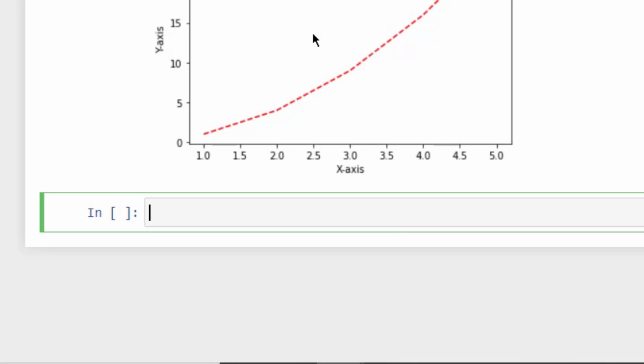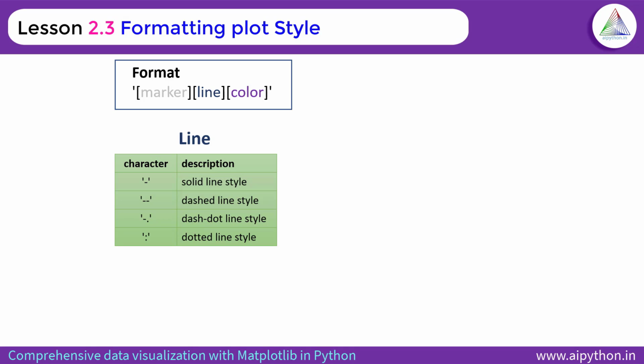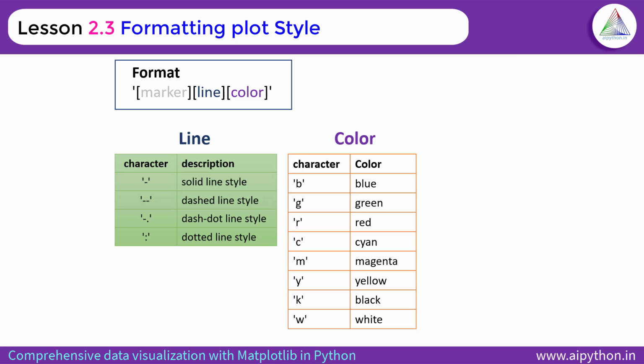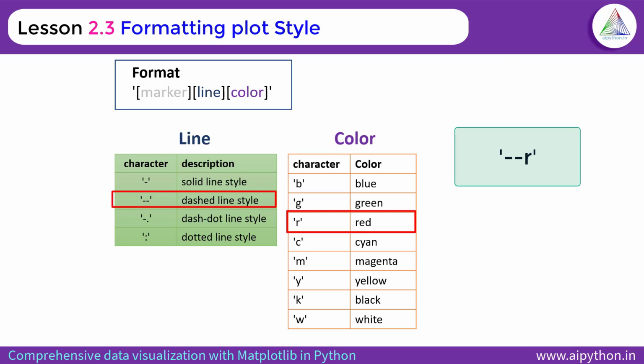I'll go back to the slide and we'll discuss over there. You see there are various options to format a line, which are the line option and the color option. As you have just seen, I have put '--'. Here, the '--' means a line style. You have to refer to the format. You have to put the line style first, followed by the color, all of them in single quotes. So if you put '--' and then 'r', that means you are formatting the line as a dashed line with the color red, right? So this is how it makes sense.